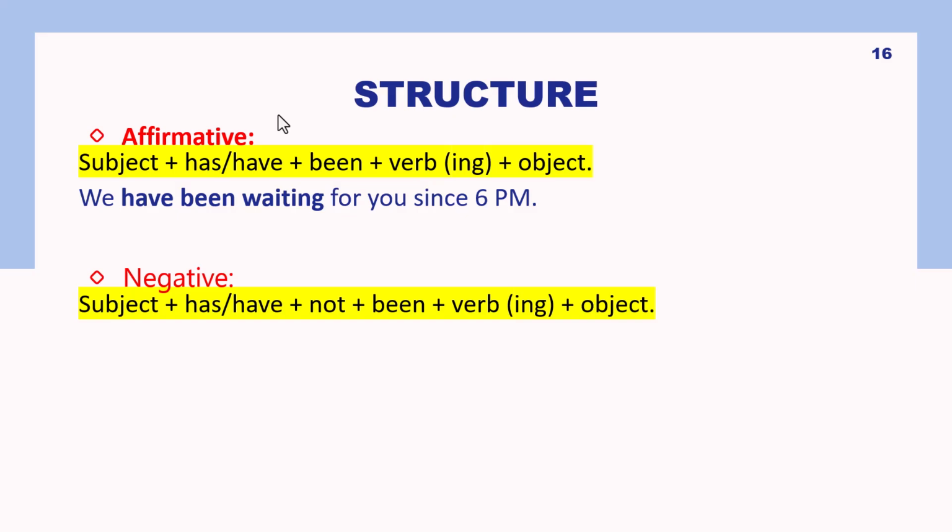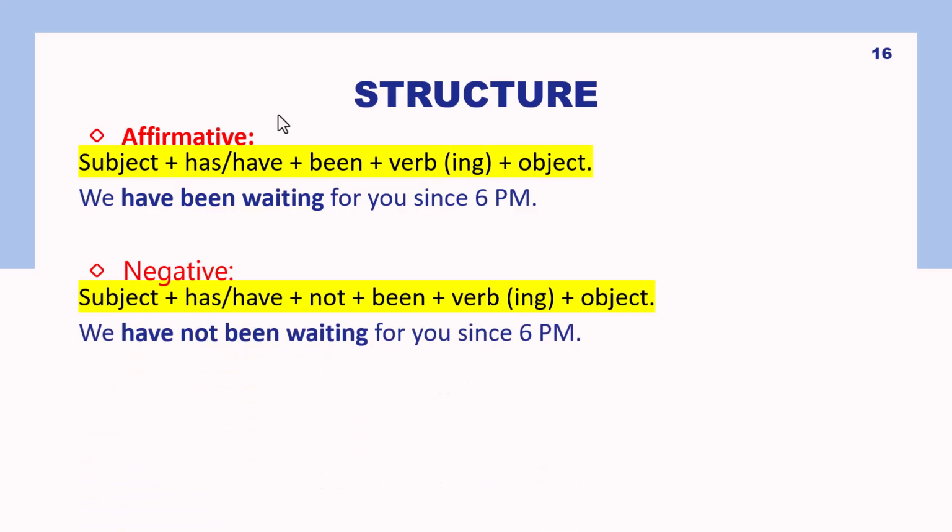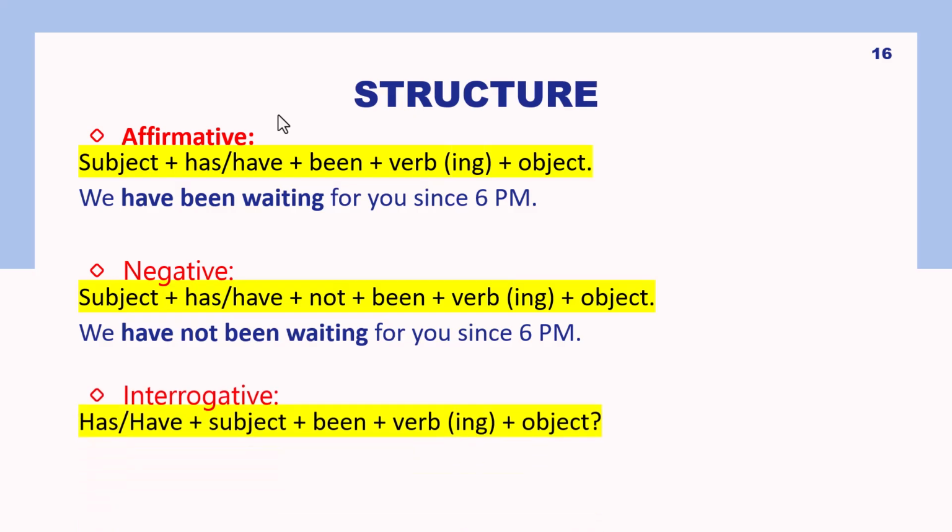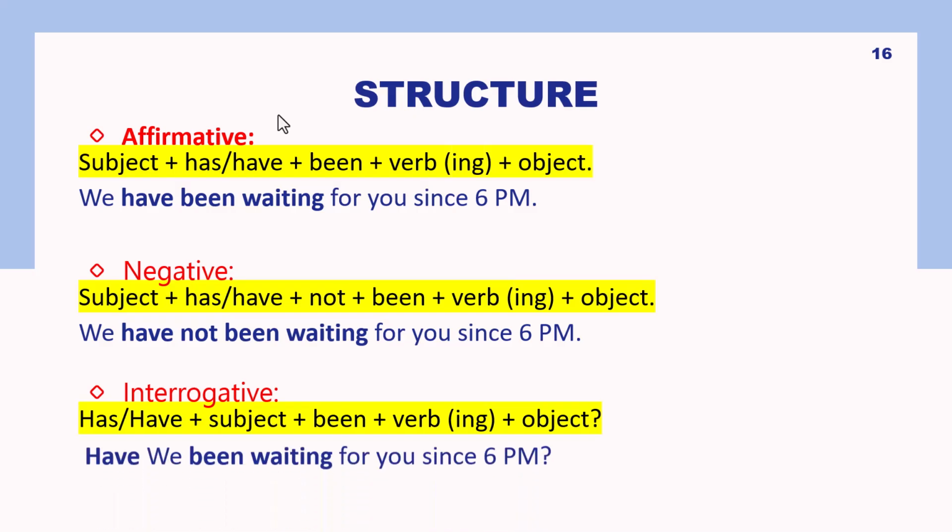Now, if you want to change this sentence into negative form, you use subject, then has or have, then not, then been, and then a verb ing plus object. For example, we have not been waiting for you since 6 p.m. If you'd like to make this sentence into a question, you bring have or has at the beginning, and then you use subject, then been, then verb ing, and finally object, and then you use a question mark because the sentence is a question. For example, have we been waiting for you since 6 p.m.?